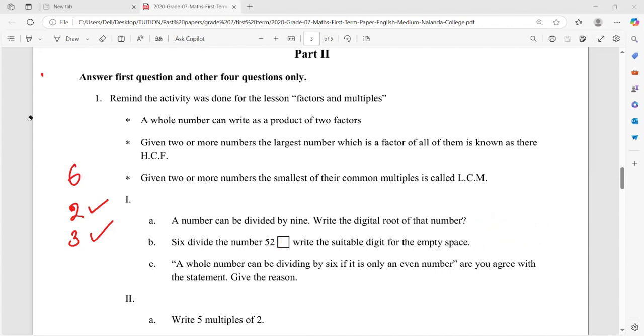So let's try with 1. Can we take 1? Of course, we can't take 1 here because 1 is an odd number. Therefore, it cannot be divided by 2. So let's write 2. If it is 2, it is divisible by 2. Then let's see whether it is divisible by 3. 5 plus 2 plus 2 is equal to 9. That means the digital root is 9. Therefore, it is divisible by 3, and both conditions are satisfied. So you can write 2 in this box.